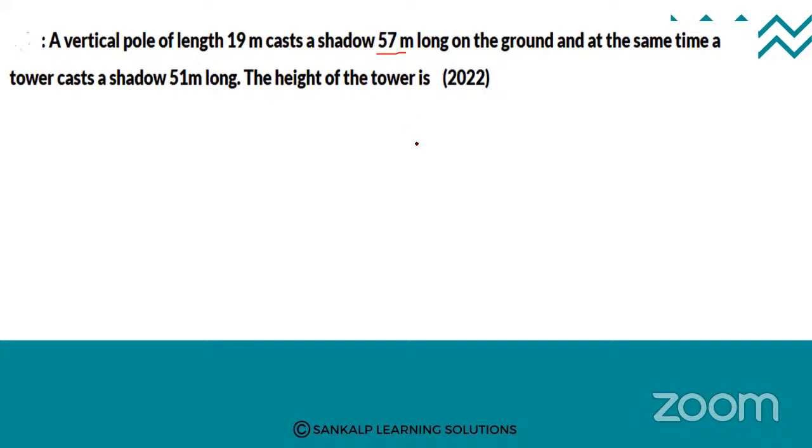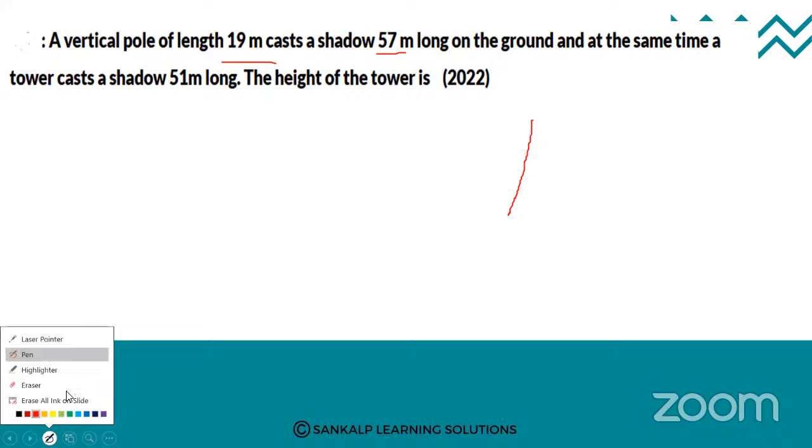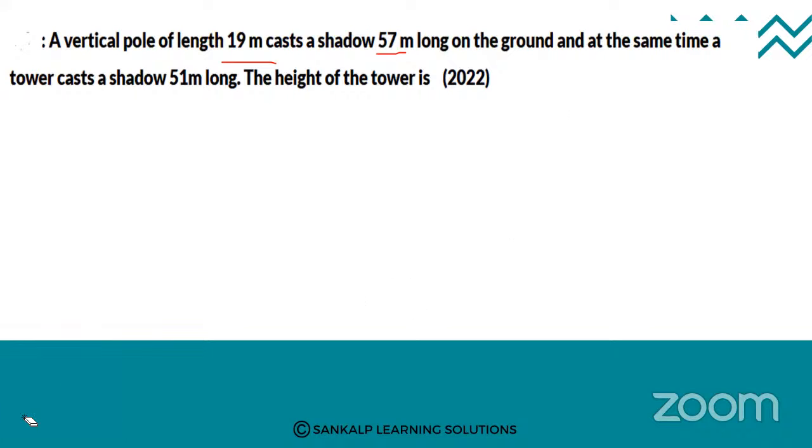So vertical pole is of length 19 meter. Okay. So take one vertical pole. It is of 19 meter. 19 meter casts a shadow of 57 meter. So this is the pole and this is the shadow, 57 meter. And we will draw it fully. So now it becomes a triangle. Now call this triangle ABC.